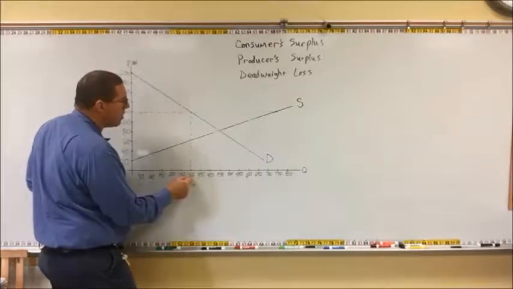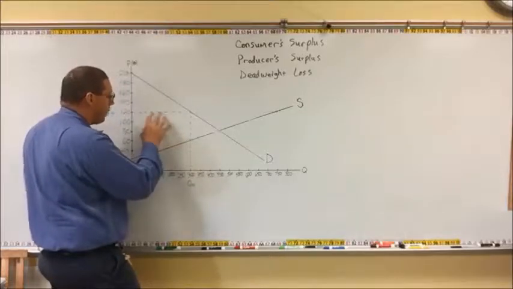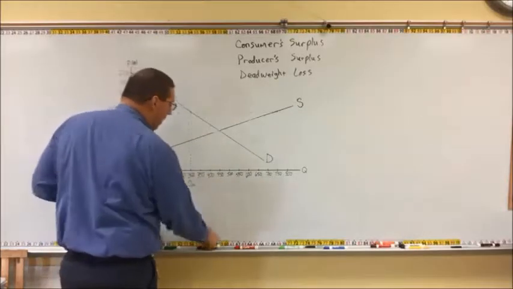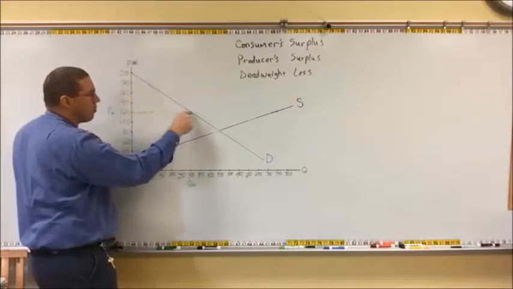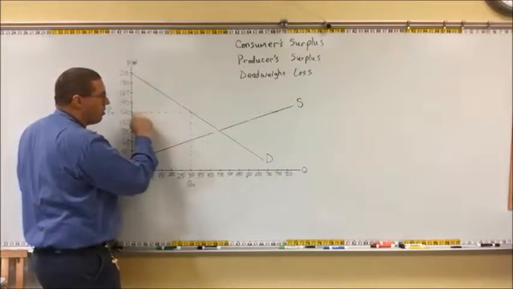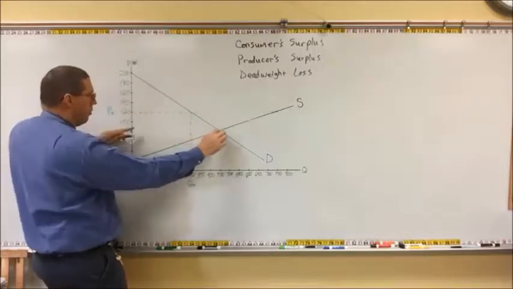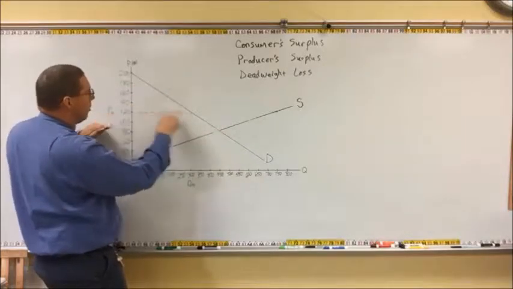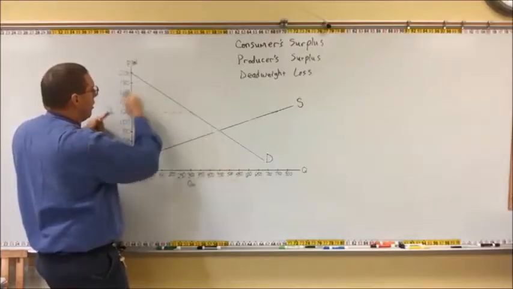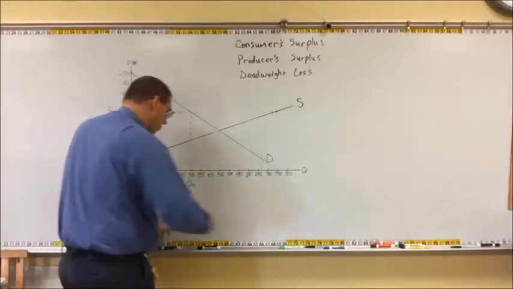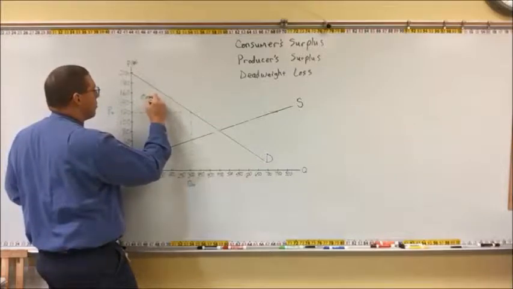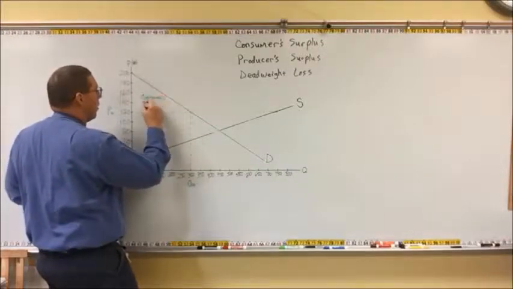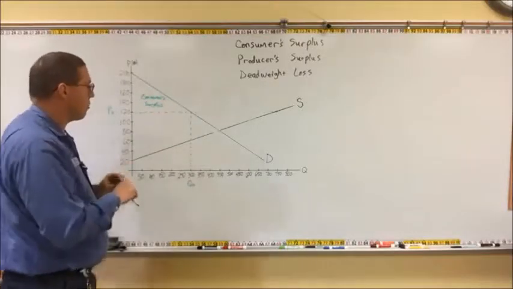And so what you can see here now is that the consumer surplus triangle is now smaller, because the bottom of the consumer surplus is always the price. The triangle used to be much larger, but now look, it's a much tinier triangle here. So this is, let's use green here, this triangle right here is consumer surplus.